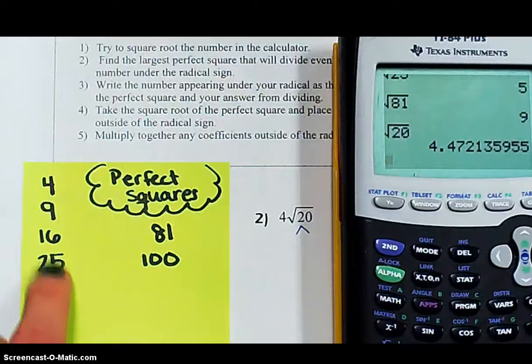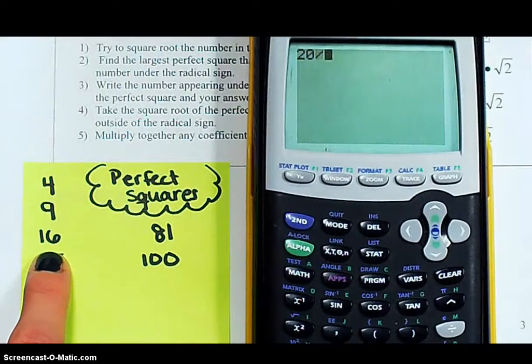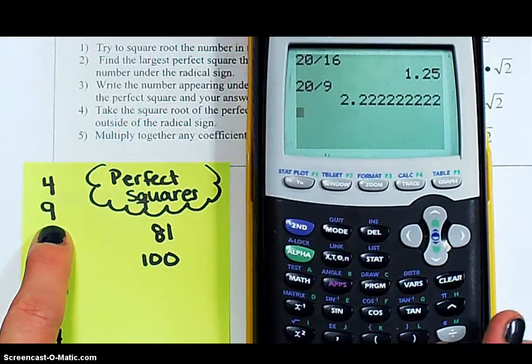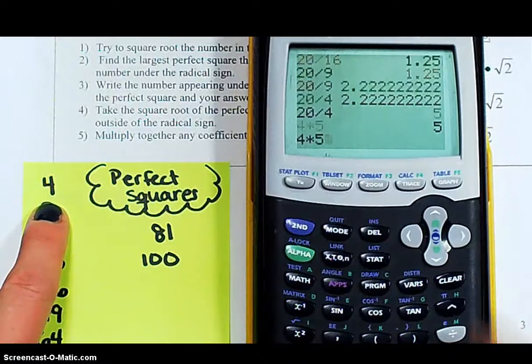So 20, so let's see, smaller than 20 would be 16. So let's see, 20 divided by 16. Nope, doesn't work. So we go to the next one. 20 divided by 9. Nope, it doesn't work. So then 20 divided by 4, we get 5. So 4 times 5 would give me 20.